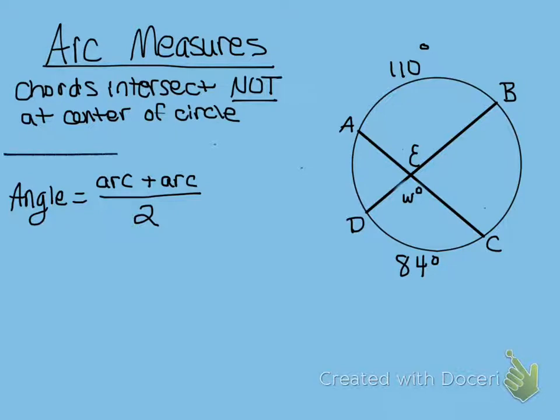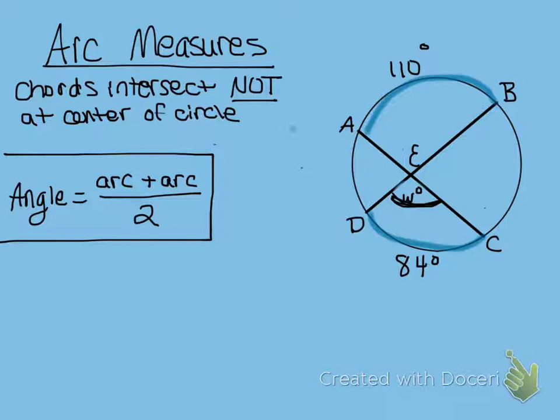Okay, now you can go ahead and start a graphic organizer like the one that we did in class for arc measures. If you want to do that, do the folding it into three pieces just like we did in class. So for chords intersecting not at the center of the circle, your formula is the angle, which would be the one here, is equal to the arc plus the arc divided by 2. That's it. That's the formula.